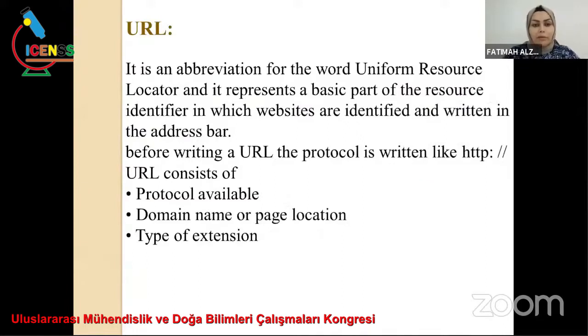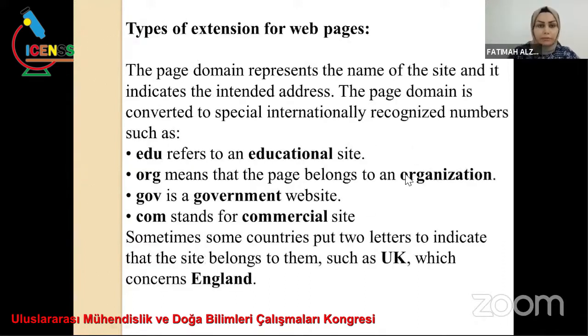URL is an abbreviation for the words Uniform Resource Locator, and it represents a basic part of the resource identifier by which websites are identified and written in the address bar. Before writing a URL, the protocol is written, like HTTP://. A URL consists of a protocol, domain name or page location, and type of extension.